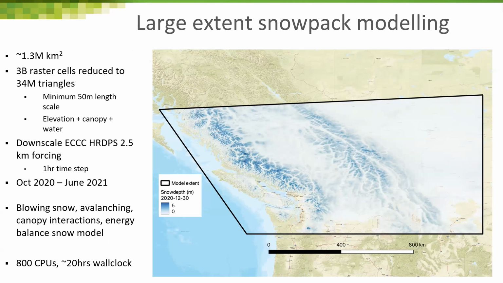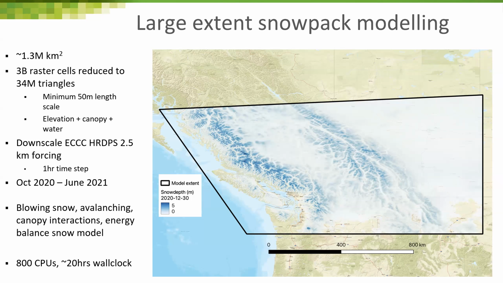So to go over the model setup, we're going for a large extent snowpack modeling that explicitly includes blowing snow at the snowdrift permitting scale of about 50-meter minimum length scales. Representing this with the variable resolution triangles leads to a substantial reduction in the total computational elements. The underlying rasters that the unstructured mesh is derived from have 3 billion raster cells. We're able to reduce that by multiple orders of magnitude to 34 million triangles, using elevation, canopy, and water to condition where all the triangles are. This covers an entire area of 1.3 million square kilometers.